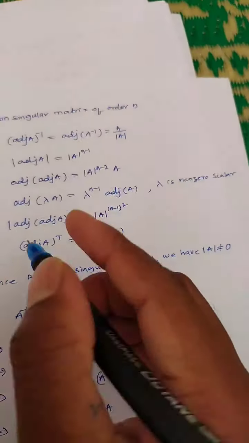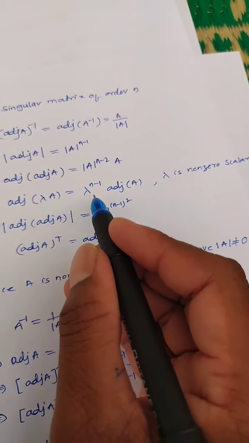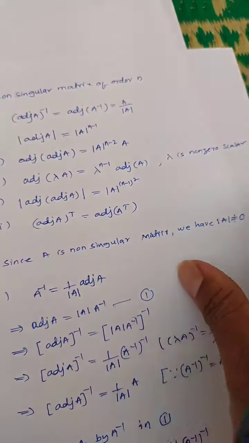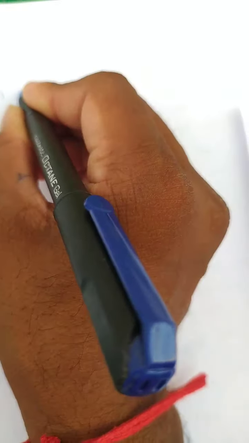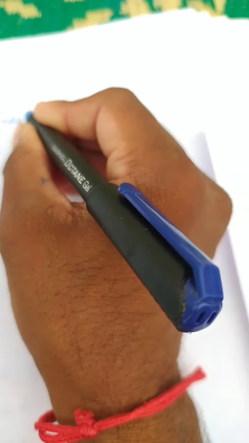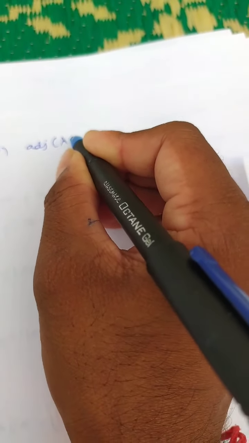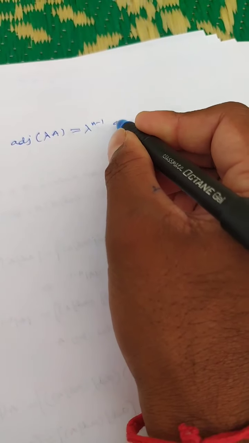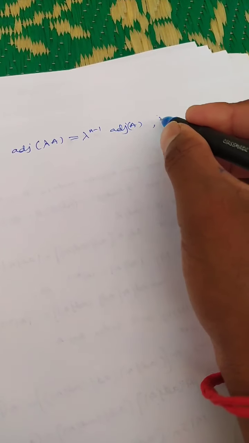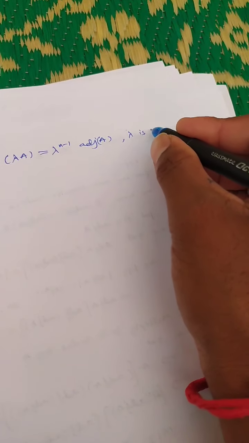Now the fourth one. What is the fourth one? Adjoint of lambda A is equal to lambda to the power of n minus 1 into adjoint A. So I will write the fourth one: adjoint of lambda into A equals lambda power n minus 1 into adjoint A, where lambda is a non-zero scalar.